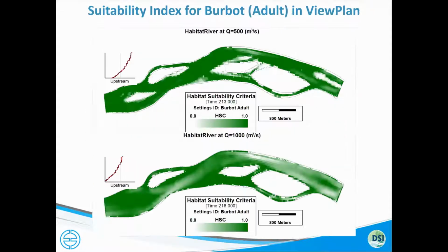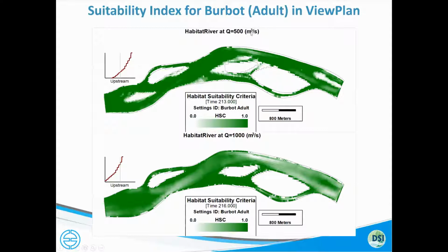Another way to view the output is you can view the habitat suitability criteria in 2D plan views from the model domain under any flow regime that you've simulated. You can animate these if you desire and save them out as AVI files, but this is under 2 flow regimes here. You can see the habitat suitability criteria is ranging from 0 to 1.